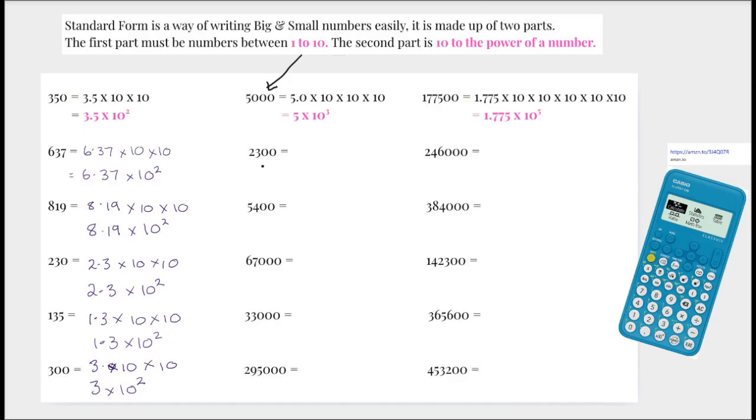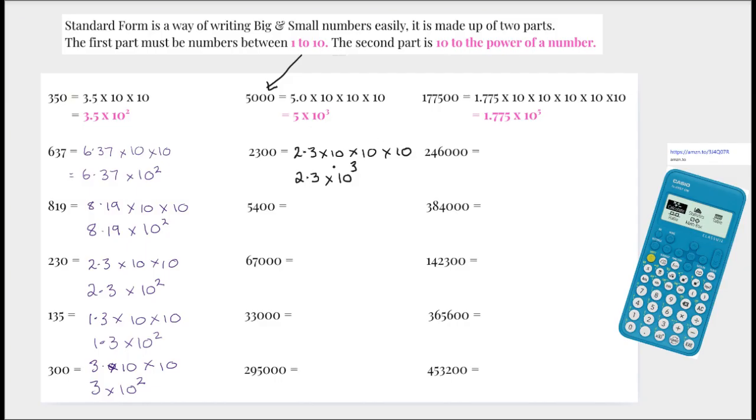So, 2300. It's got to be between the 2 and the 3, so it's going to be 2.3 times 10 times 10 times 10. So that means this time it's 2.3 times 10 to the power of 3, because you moved the decimal place 3 times. Okay?